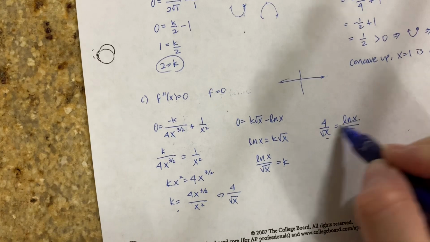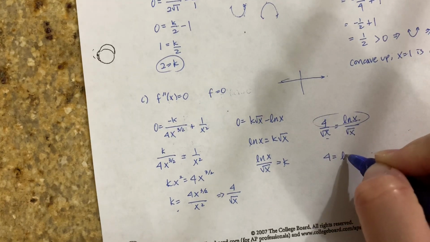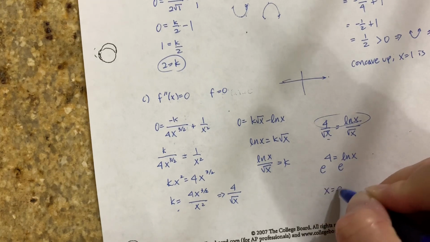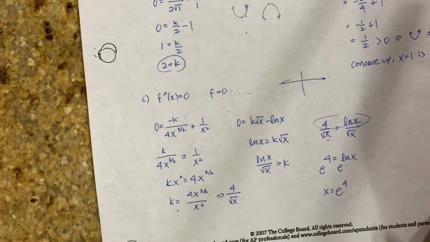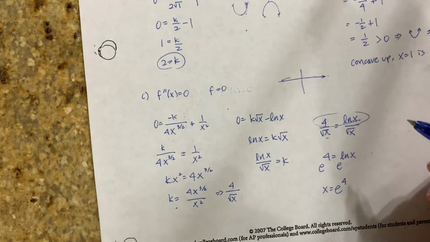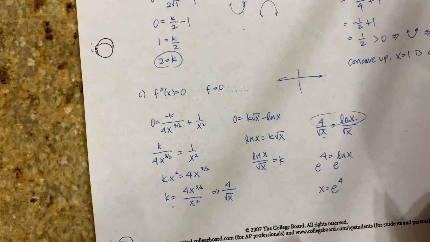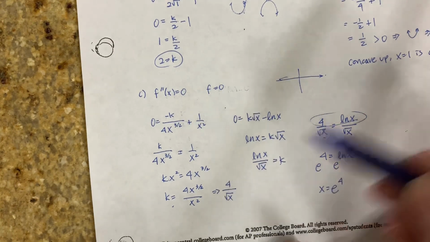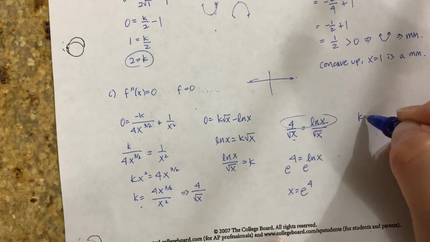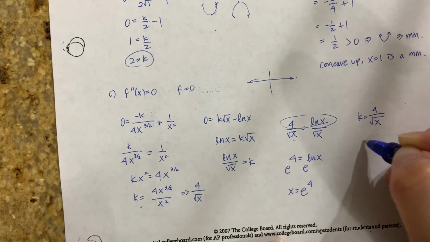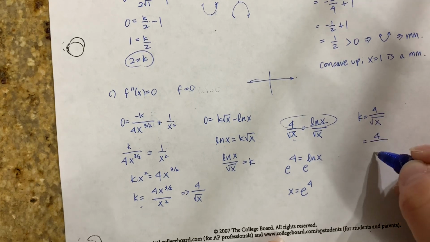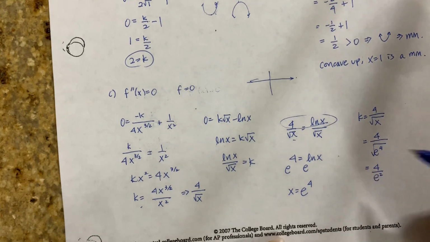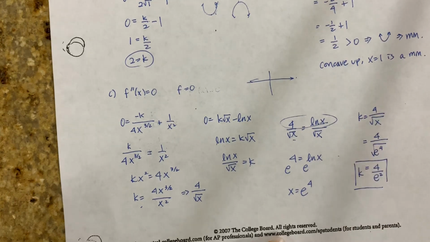The denominator is the same. Just set the tops equal to each other. 4 equals natural log of x. To get rid of the natural log, take e to both sides. x equals e to the 4th power, right? But it's not asking for x. It's asking for k. So now you have to pick any of the equations and plug it in. Maybe it's easier to plug it into this one. So k equals 4 over root x, which is 4 over the square root of e to the 4th. So that's 4 over e squared. So that's your k value. Okay, that's it.